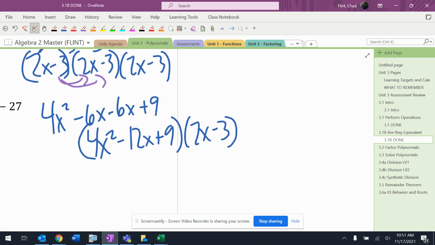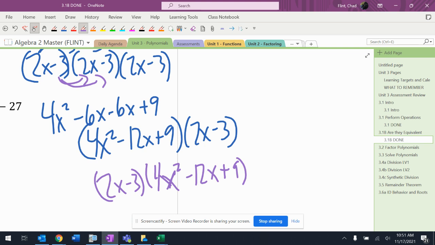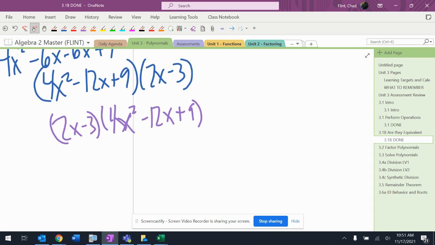All right, so now when I do this, I don't use the box thingamajig. So I'm going to flip these around: 2x minus 3 and 4x squared minus 12x plus 9. And if you've watched me in the videos, I do that because it makes my arrows easier to keep track of when I draw them, because there's less crisscrossing.